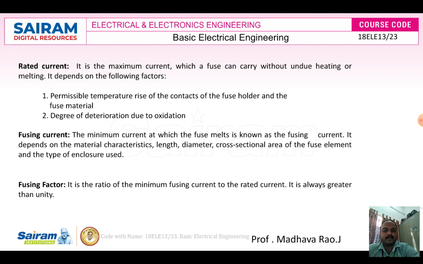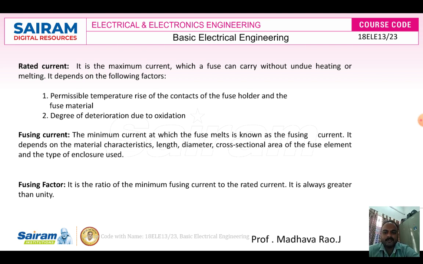The rated current depends on the following factors. The first factor is the permissible temperature rise of the contacts of the fuse holder and the fuse material. The second is the degree of deterioration due to oxidation. So these are the factors.